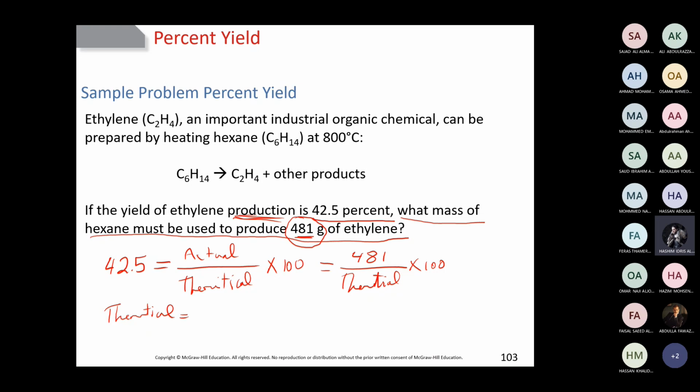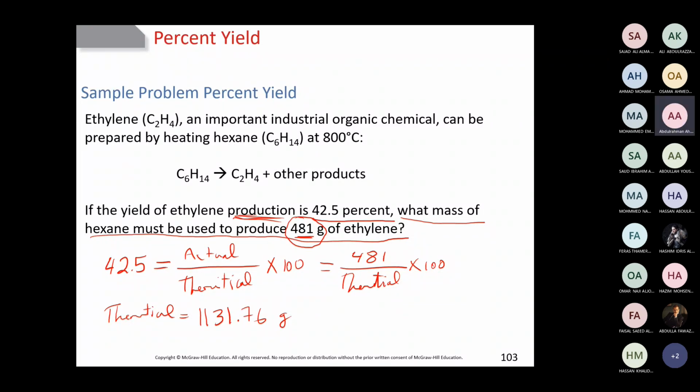Doctor, I got a big number. What is it? 1,131.76. Exactly. Should we divide it by 100? No, this is just calculate this one. Multiply theoretical times 42.5 equal to 48,100, and then divide by 42.5 and you got 1,131.76. Exactly. Now, in order to do any calculation, you must do it with theoretical, not with actual.